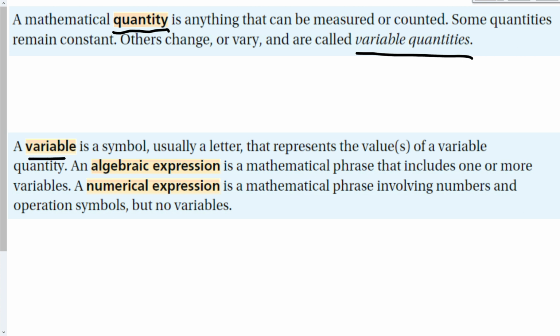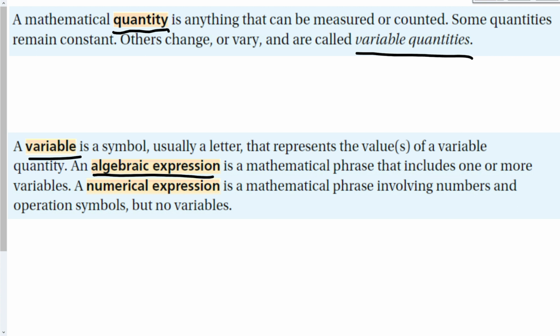So our variables are symbols, usually a letter, usually x, but it doesn't have to be. It can be any letter you want. It could be any symbol you want. Really, x has become sort of the default when we use a variable, but that can be anything we want. So a variable, usually a letter, represents the value of a variable quantity, something that could change.